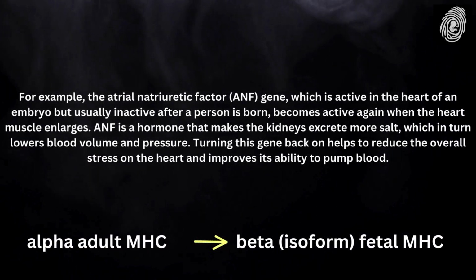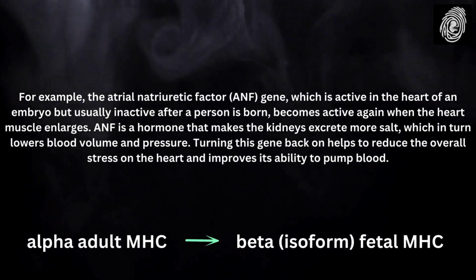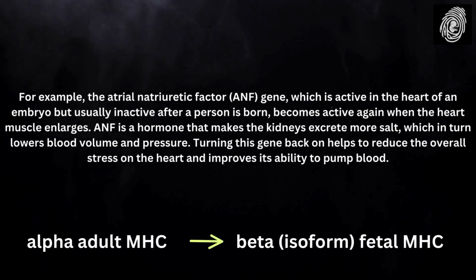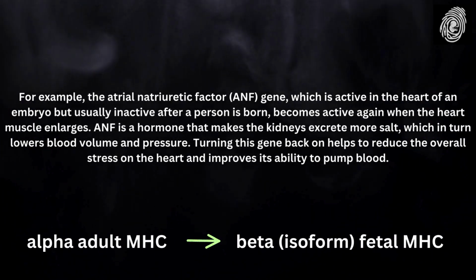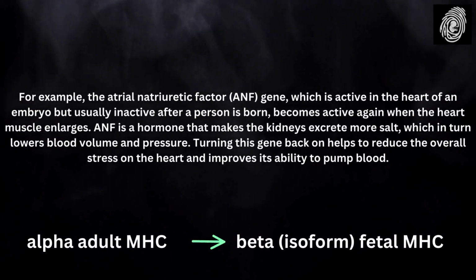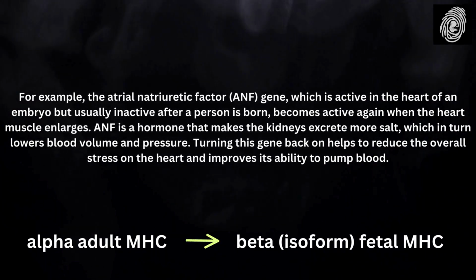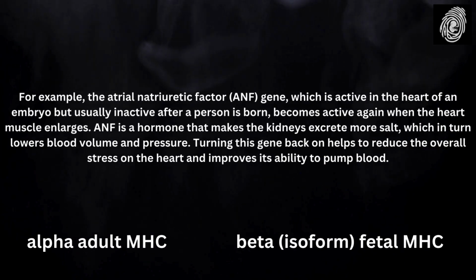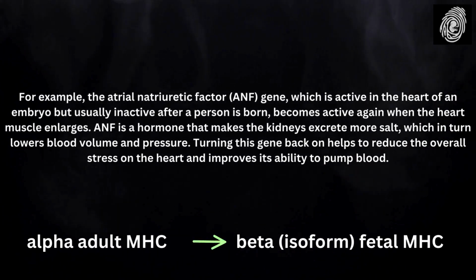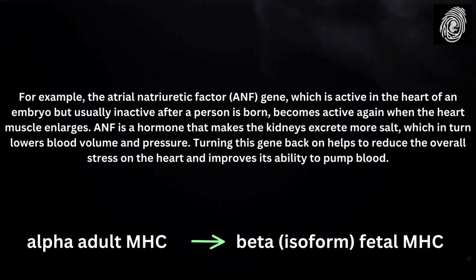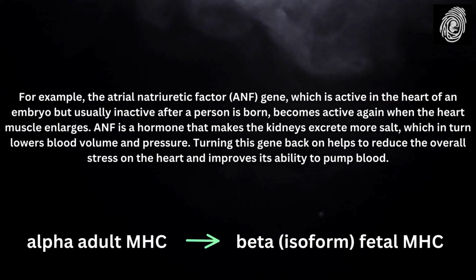For example, the atrial natriuretic factor, ANF, gene, which is active in the heart of an embryo but usually inactive after a person is born, becomes active again when the heart muscle enlarges. ANF is a hormone that makes the kidneys excrete more salt, which in turn lowers blood volume and pressure. Turning this gene back on helps to reduce the overall stress on the heart and improves its ability to pump blood.